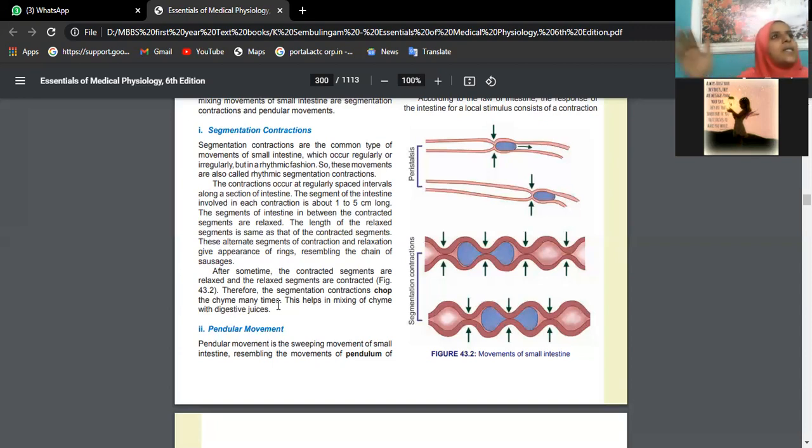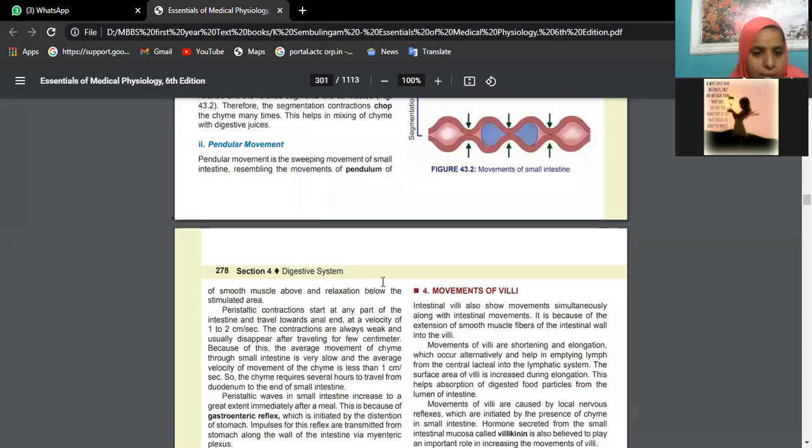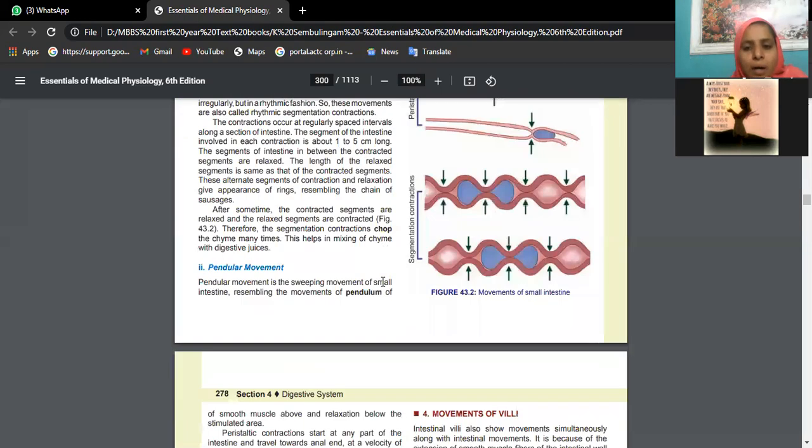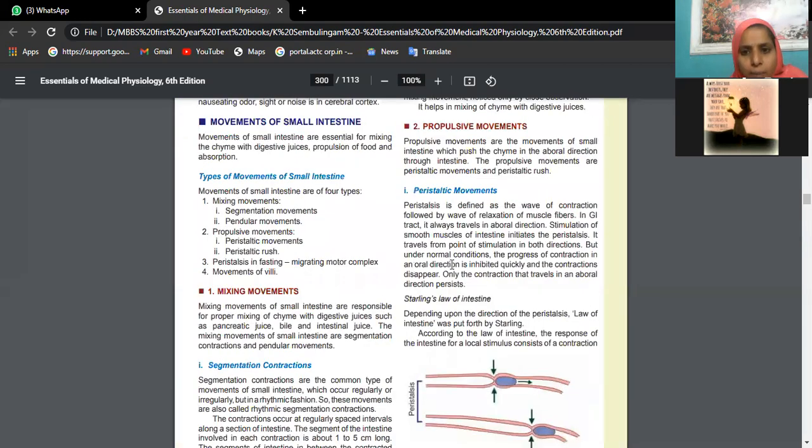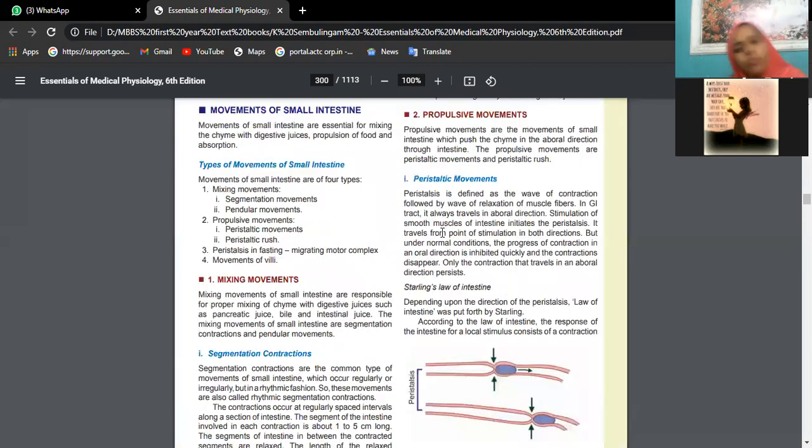Pendular movements are like, you will see in wall clocks there will be a pendulum which will be moving. Similarly, our intestines are also moving like a pendulum, which also facilitates proper mixing. Okay, then we have propulsive movements. Under propulsive movements, we have peristaltic movements.